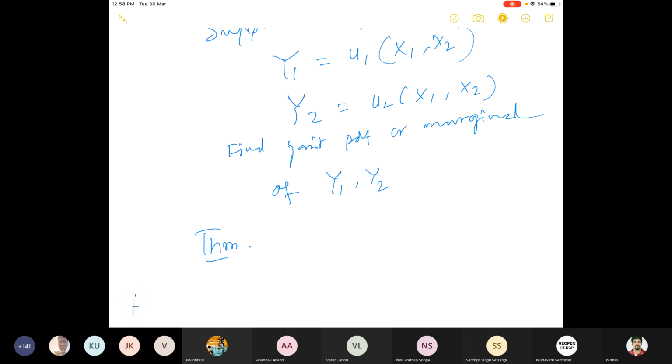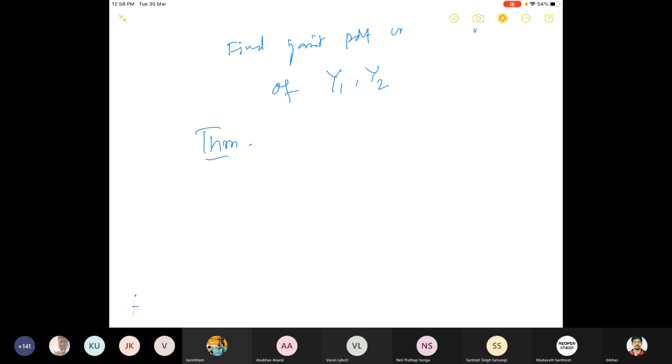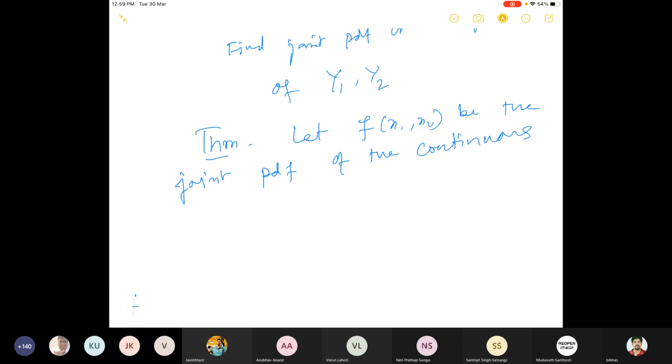This is a theorem, and you have to understand this theorem. We are not going to prove it, but it is just an extension of the previous theorem, so it will be similar. Let f of x1, x2 be the joint PDF of continuous random variables. There are similar cases for the discrete, not this transformation technique, but putting the values of x1 and x2 in terms of y, and then you can calculate this. That is not a difficult thing.